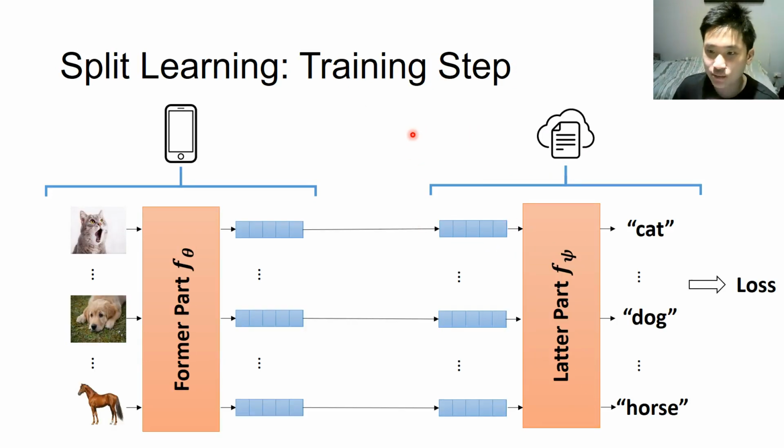The training step begins from feeding input images into the former part of the DNN and obtaining intermediate features. The intermediate features will be transmitted over to the cloud server and fed into the later part to complete the forward propagation. In the backpropagation process, the cloud server computes the gradients with the transmitted labels and propagates the gradients backward.